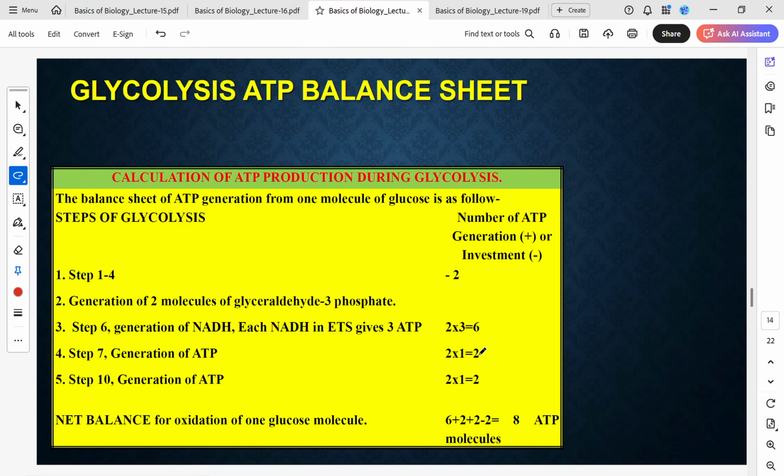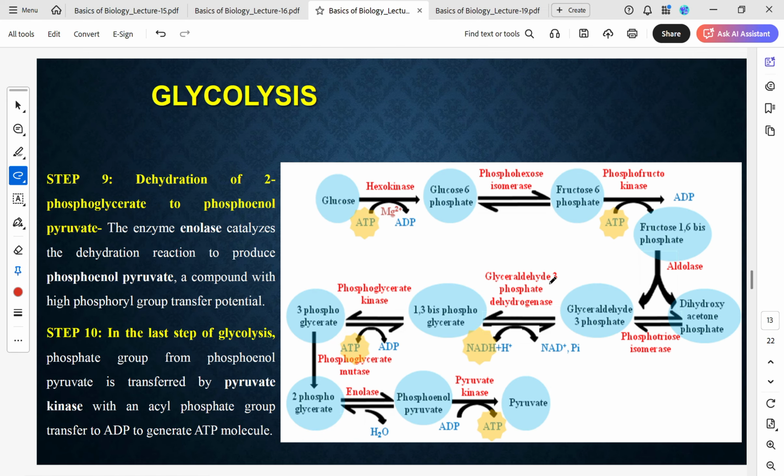So, calculation: what is the ATP balance sheet after all of these reactions are done? Between step 1 and 4 there are two ATP molecules getting utilized. In the rest of the steps you get 2 ATP molecules produced and 1 NADH molecule produced. But there are two such reactions happening simultaneously for the two three-carbon products. Two glyceraldehyde 3-phosphates are present, and therefore all of these will get doubled.